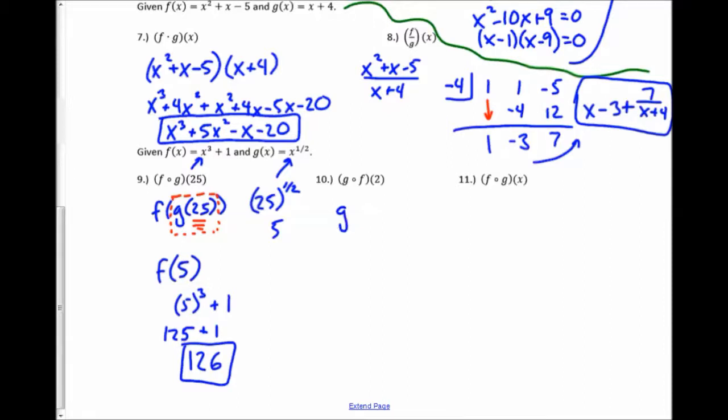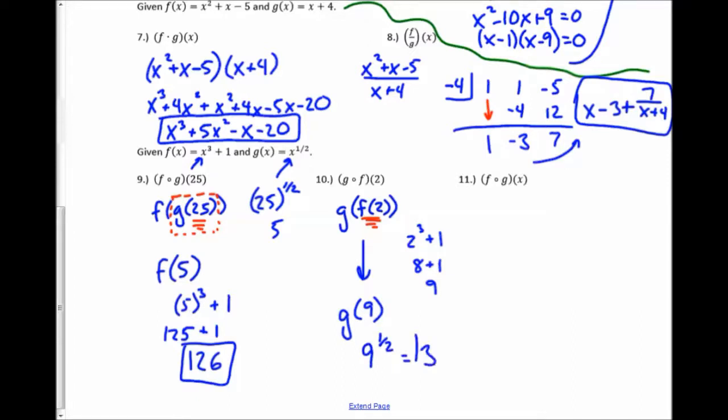For this one, it says g of f of 2. So again, I'm plugging the 2 into the f function. So I'm starting with the f function this time. That's going to be 2 to the 3rd plus 1, which is 8 plus 1, which is 9. So now what I have here is g of 9, which means I'm plugging a 9 into the g function. So I have 9 to the 1/2 power, which is a 3.